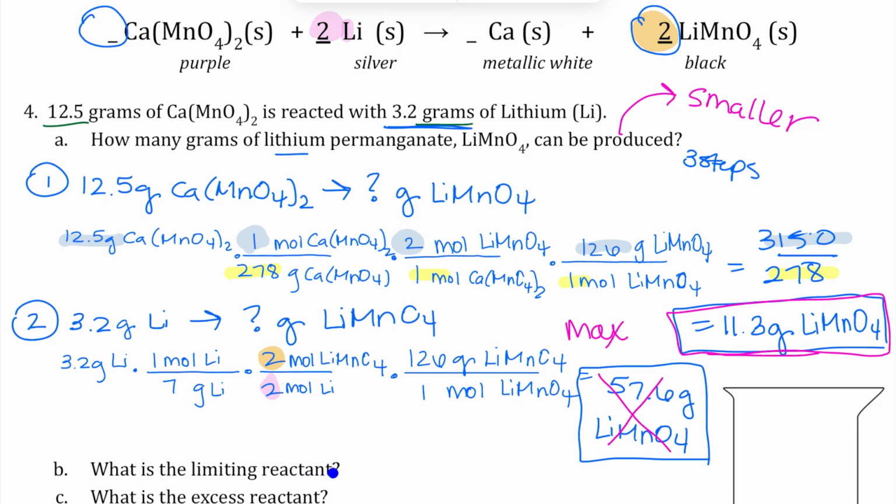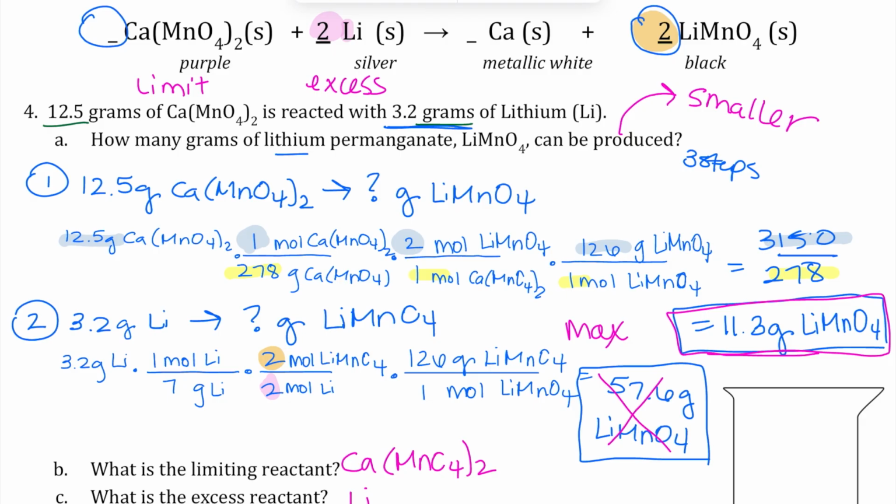So what is my limiting reactant? Remember, our reactants are on the left. Well, whatever made that smaller amount, that calcium permanganate is our limiting reactant. Our excess reactant, so this was limiting, which means our lithium, we have more than enough to use in our reaction, and so lithium is excess. We will have some lithium that is left over.